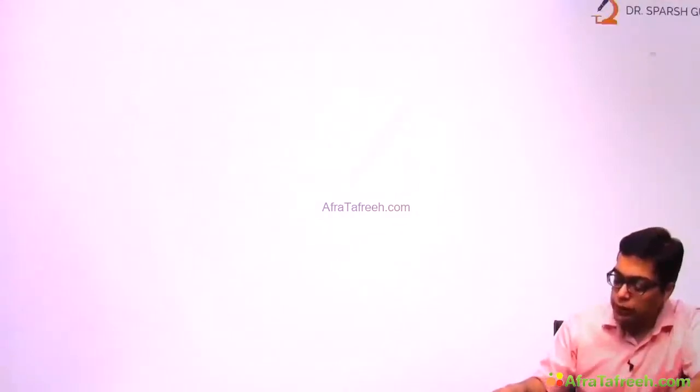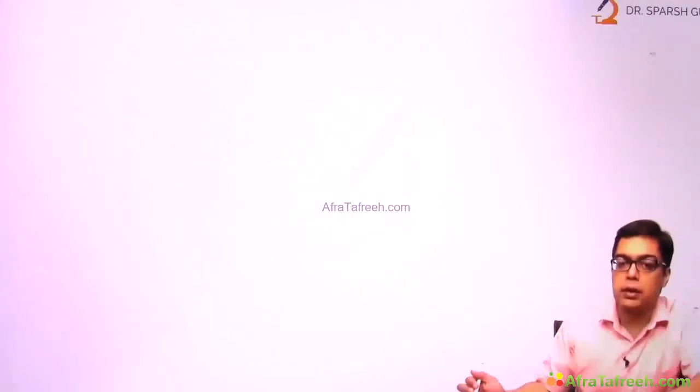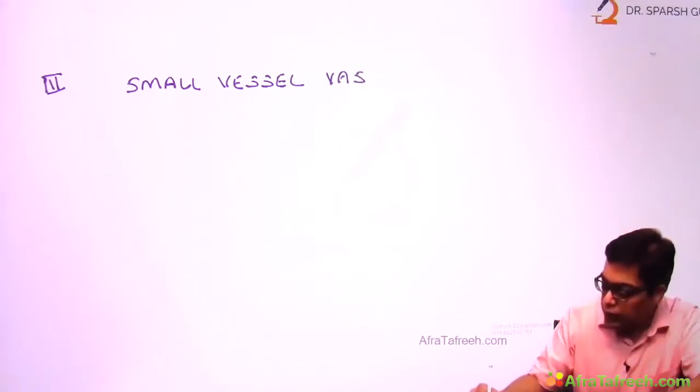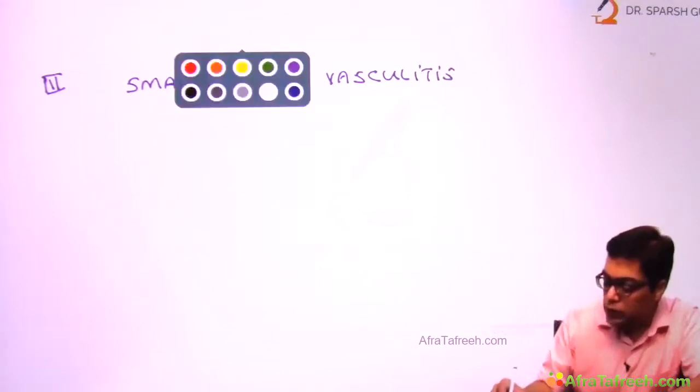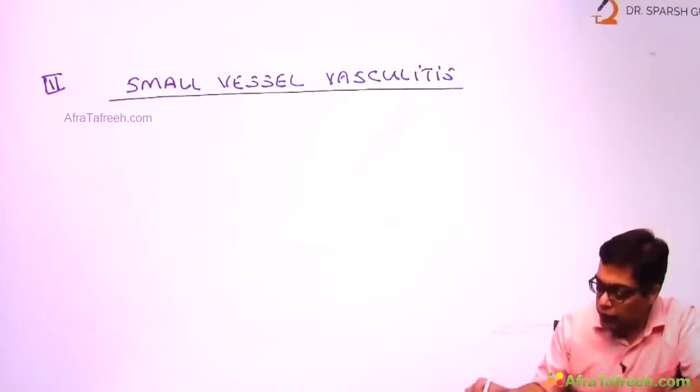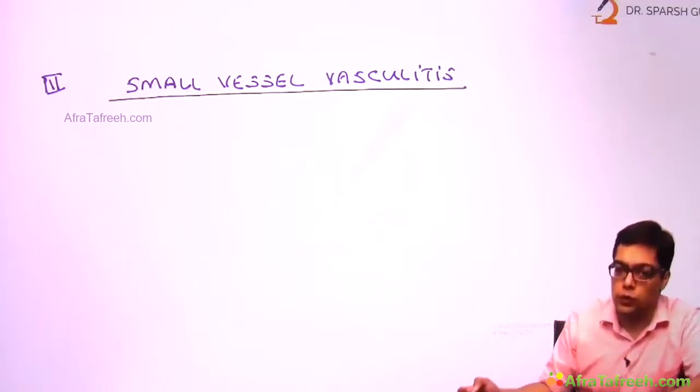Talking about the next important example of an inflammatory disorder, the third category of inflammatory disorders that we talk about happen to be the small vessel vasculitis. So in our discussion of the medium vessel vasculitis, we did talk about polyarteritis nodosa, we talked about Buerger's disease, and we talked about Kawasaki's disease. In this condition, we are going to be having a discussion about the small vessel vasculitis.